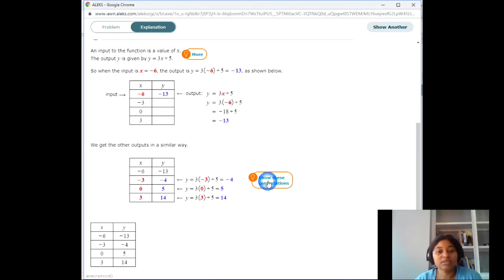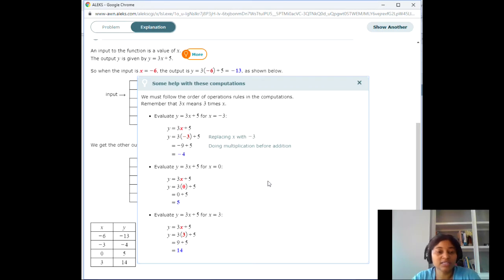You can also see here, if you click on the computations and want to see it all written out, you can. You can see where it multiplied 3 times -3 gives you -9, plus 5 gives you -4. It gives you an example of how to work out all those problems. Okay, let's move to the next one.